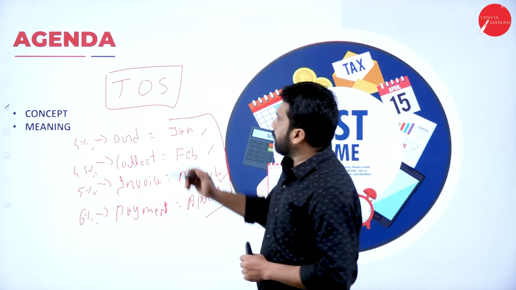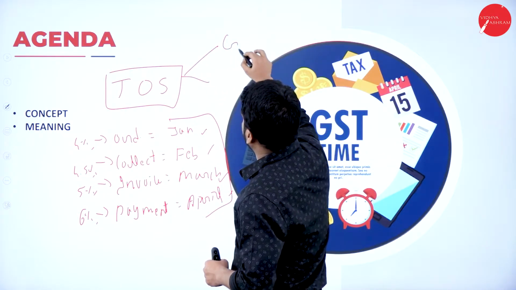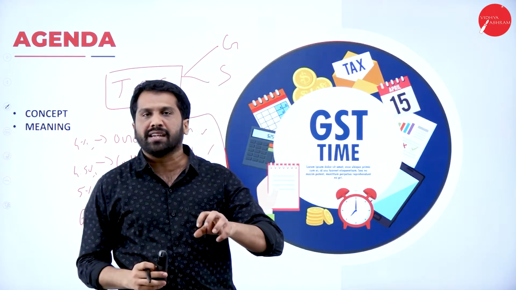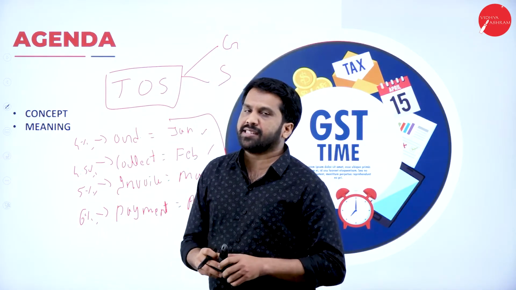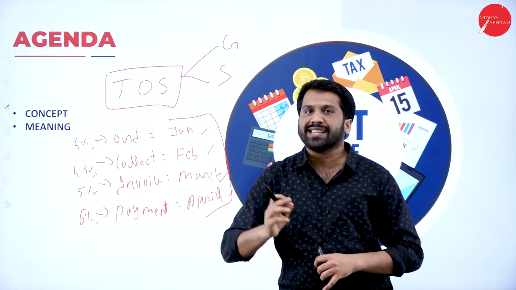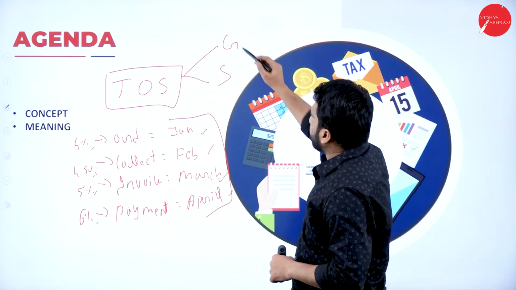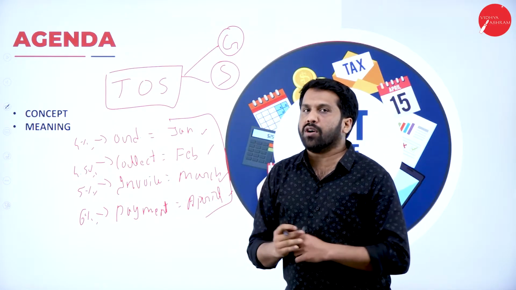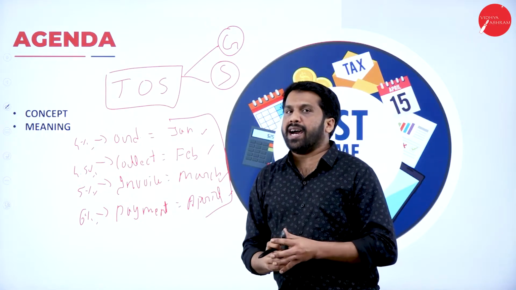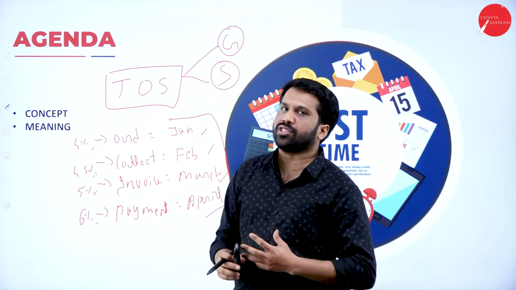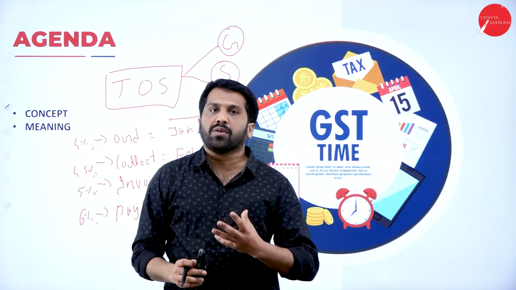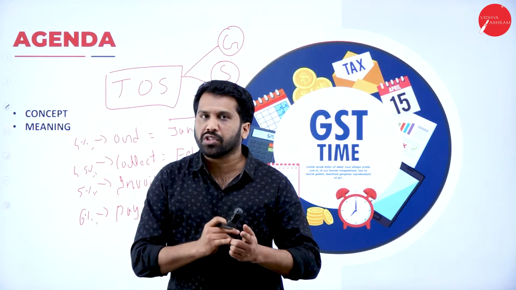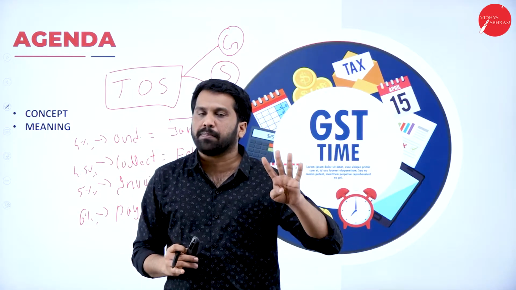Now, under time of supply, we have two things. One will be goods, another one will be services. There are separate rules and regulations for goods, and separate rules and regulations for services. Now, in the case of goods, we have forward charge, reverse charge, as well as vouchers. Again, I'll repeat: forward charge, reverse charge, vouchers, and we have continuous supply also.